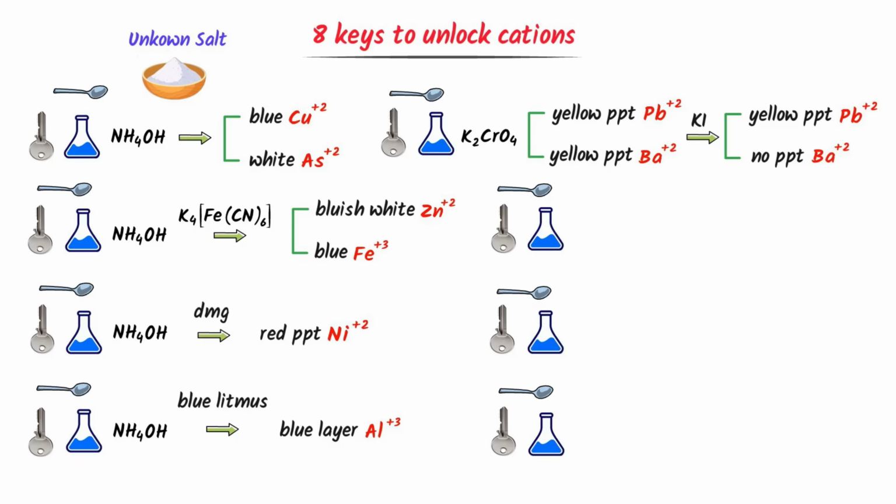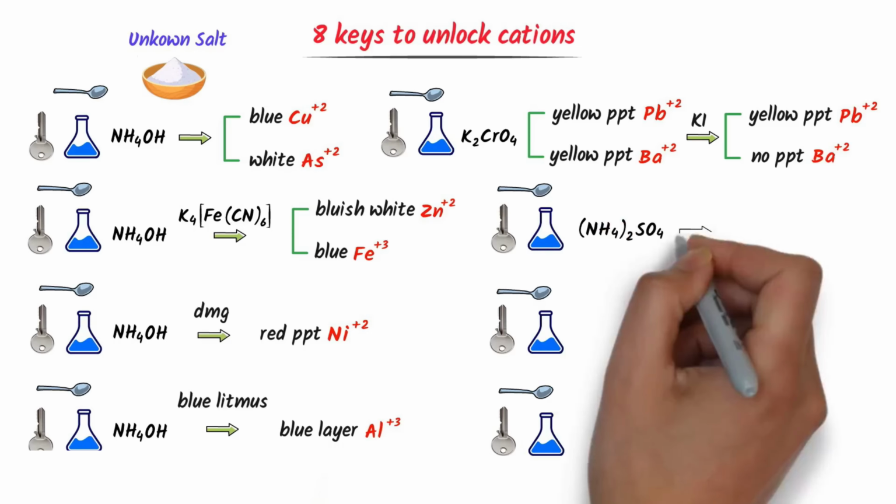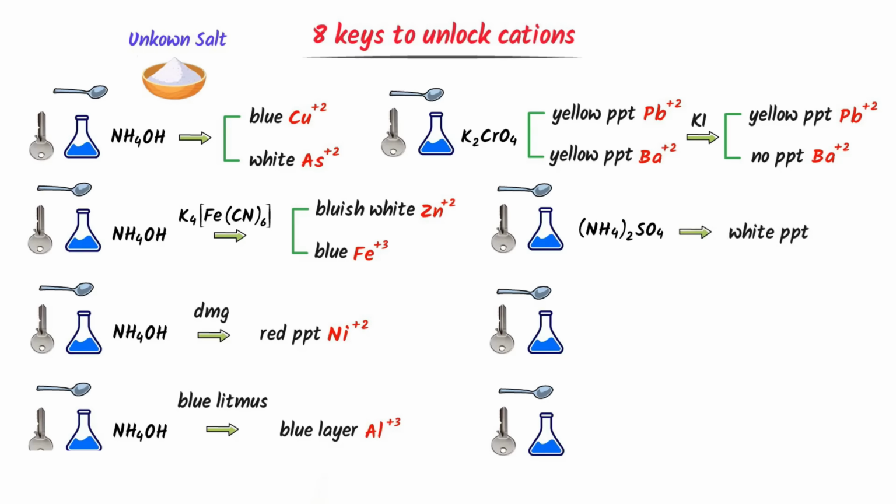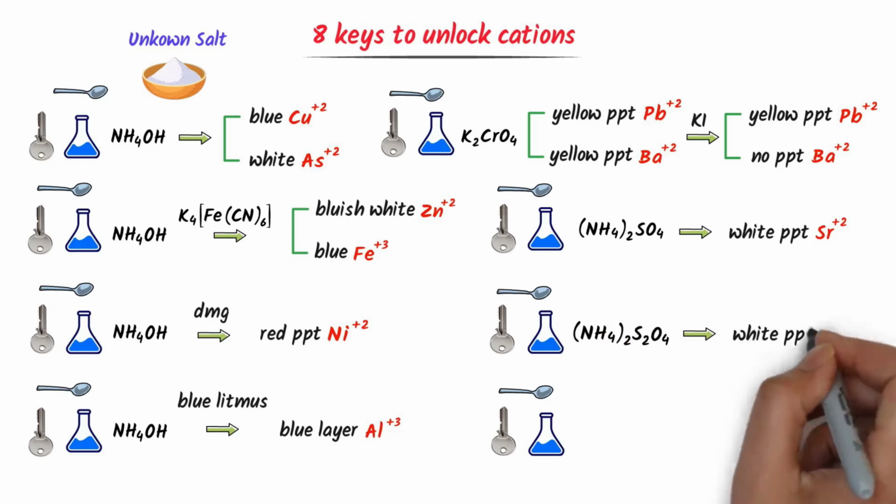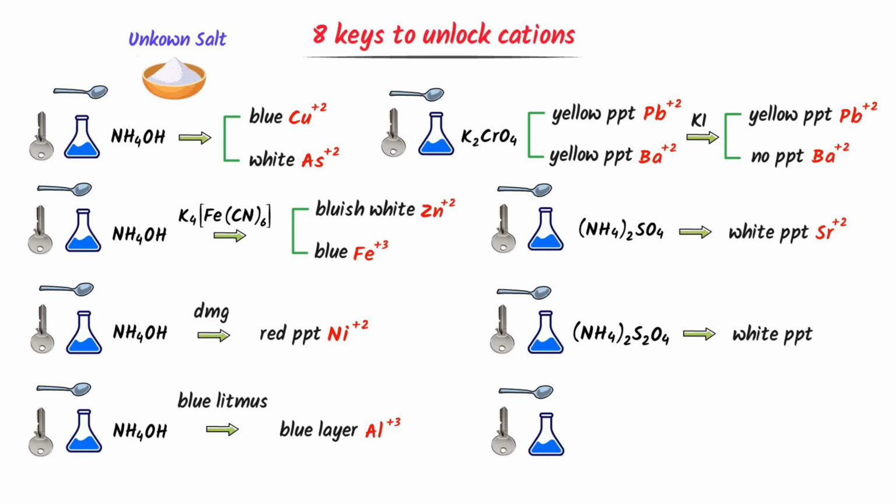In the sixth key, I add ammonium sulfate. As a result, I get a white precipitate. The white precipitate indicates the presence of strontium ion. In the seventh key, I add ammonium oxalate. I get a white precipitate, which shows the presence of calcium ion.